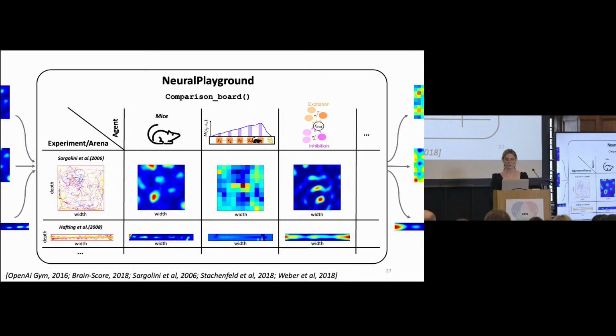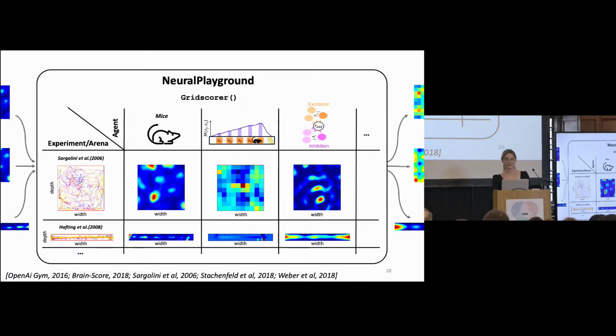But one can also run many more agents and many more experiments. Note that this process is actually automatized thanks to a simulation runner that allows you to pick any agent, experiment, or arena and run simulation automatically in the background. The output is then directly fed to the comparison board.